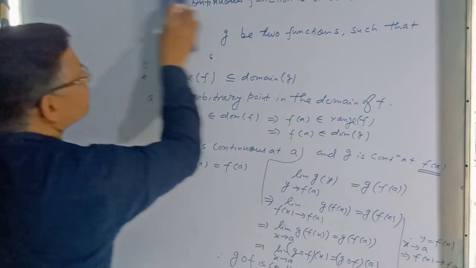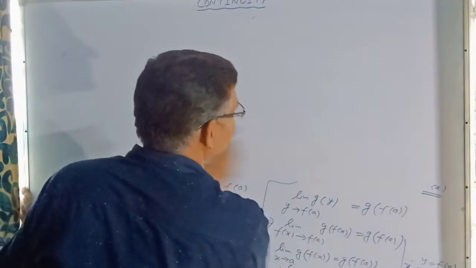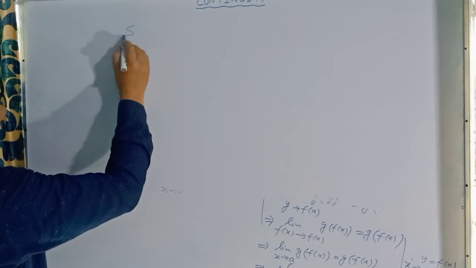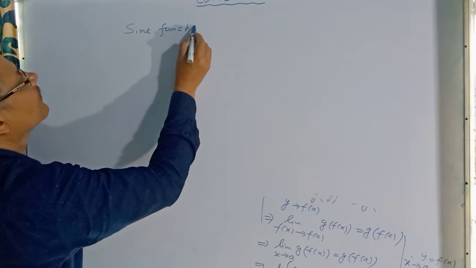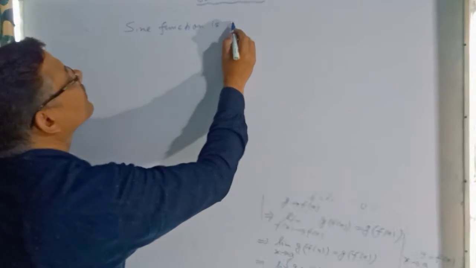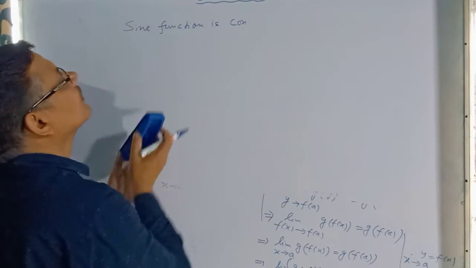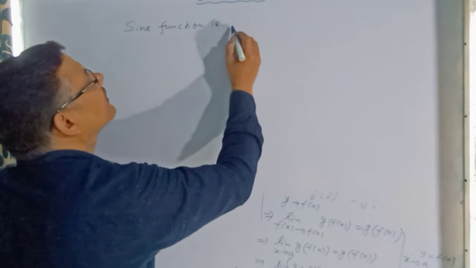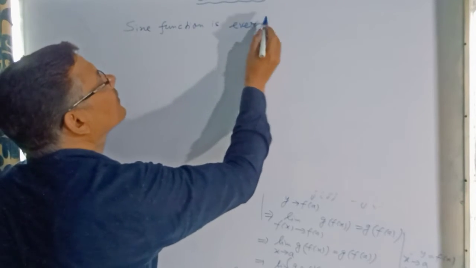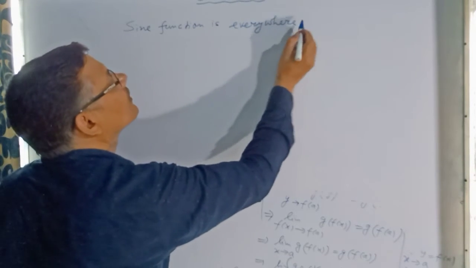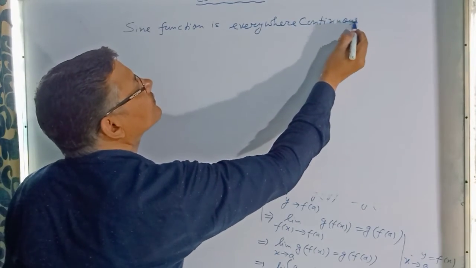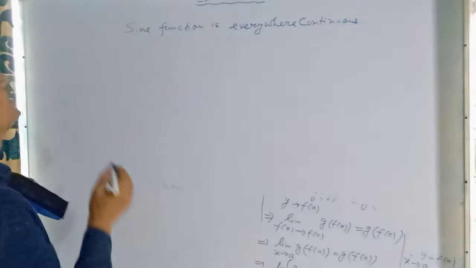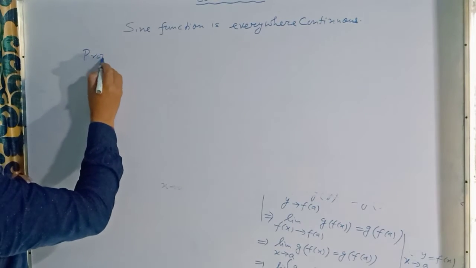Next one is: the sine function is everywhere continuous. This is required to prove. So this is about the proof.